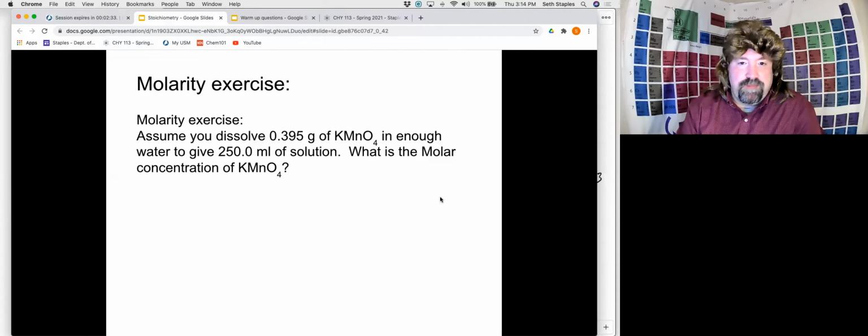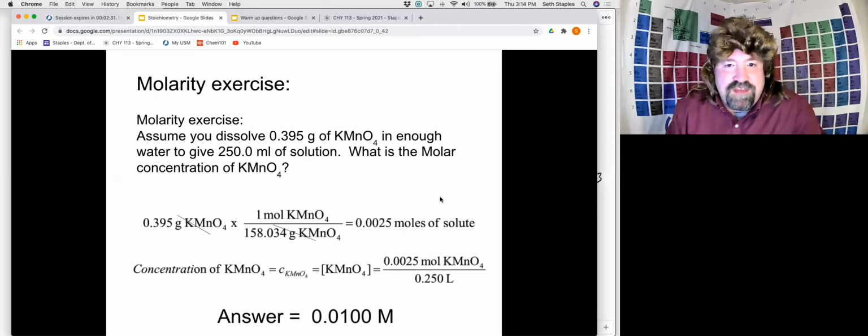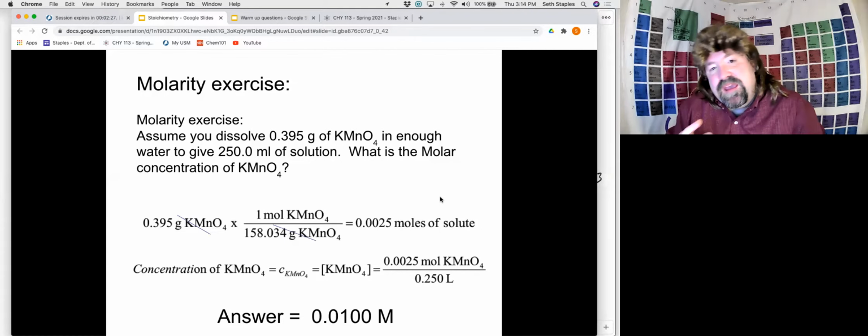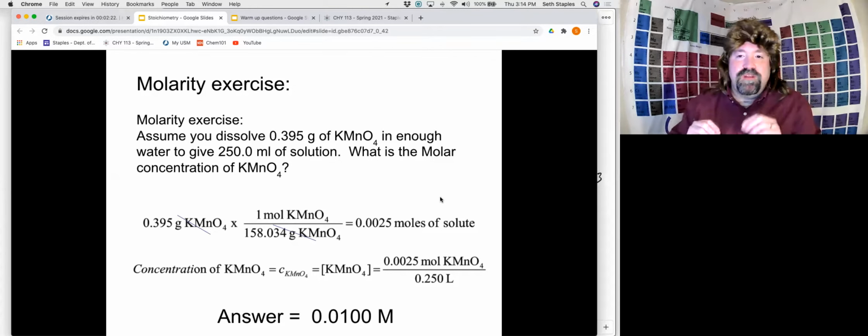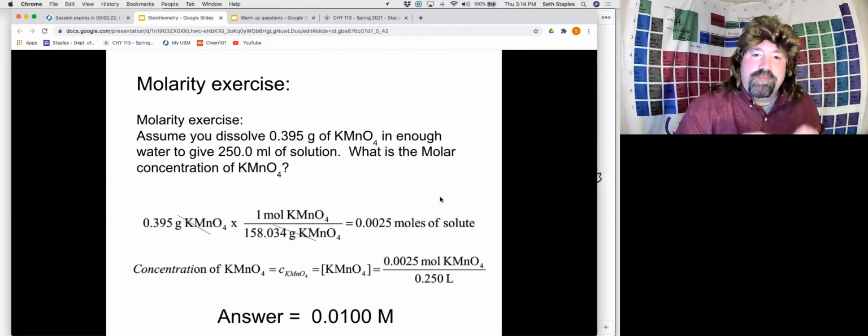So let's take a peek. The answer is 0.0100 molar. The key thing to remember here is that the concentration units, the units of molarity, are moles per liter. And so what I want to do first is take my grams, my mass of solute, and just use the molar mass to convert to moles.